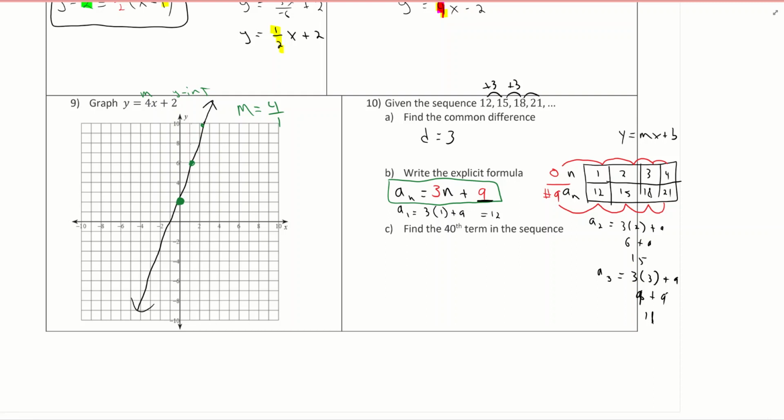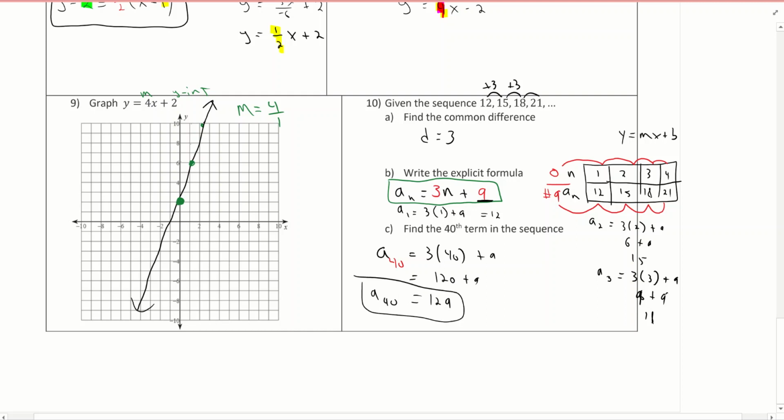To find the 40th term, we're basically just going to plug in 40, right? Because that's how we'll find the 40th term. So we're doing 3 times 40 plus 9. So that's 120 plus 9 is 129. So the 40th term is 129.